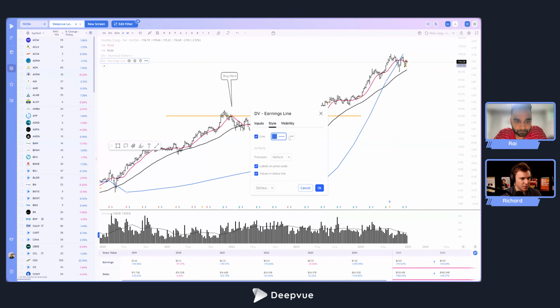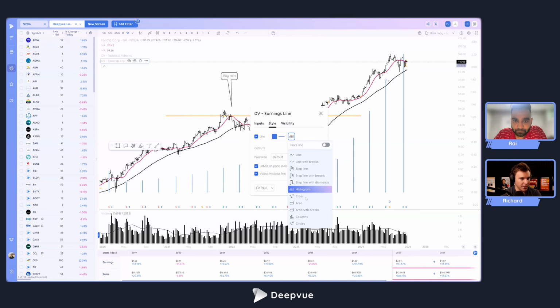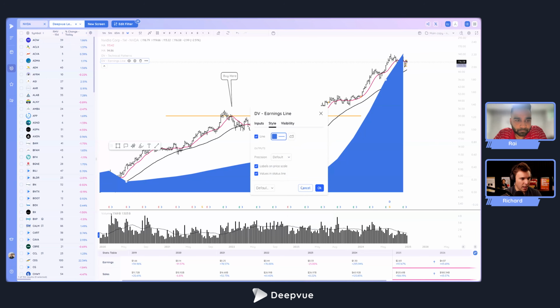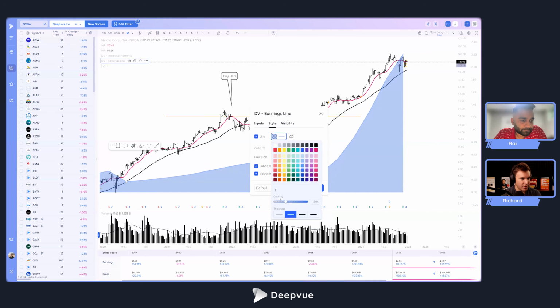Just the styling if you would like to. You could change this from a line to, say, a histogram if you want to see that view, or an area. That could be kind of cool. And adjust the opacity down. Again, you can make it your own, and make sure that when you want to reference it, you can easily understand it. But when you're focusing on price action, you don't want it to be in the way. But we'll go ahead and leave it as a line here.